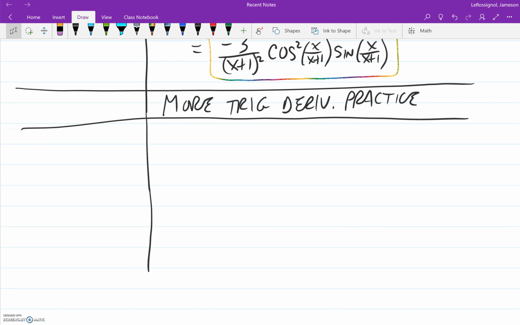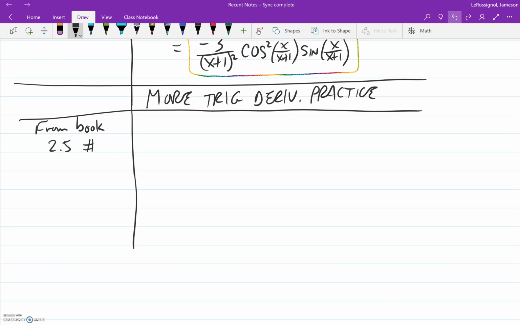But here we go. What we're doing, I've got a whole bunch of questions from the book that I've picked. We already did number 2 and number 4. So this is from the book. I'm even going to write that there. It's section 2.5, number 2. Take that back. We don't need number 2. We need number 6. Pardon me. All right, so here goes. f of x equals sine of x over x squared plus sine of x.